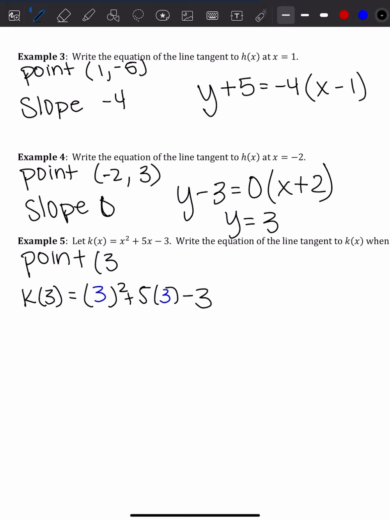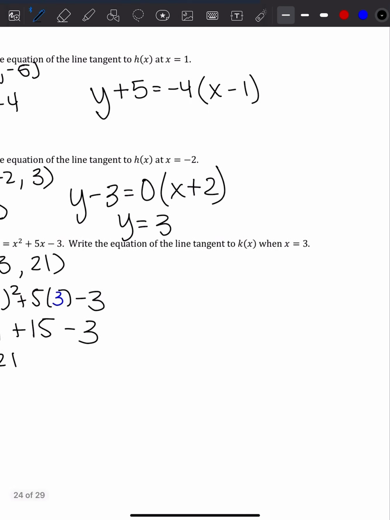3 squared is 9. 5 times 3 is 15. And we subtract 3. So if I combine all of those together, that gives me 21. Okay, so (3, 21) is my point. So if I want to, I can already go ahead and do y minus 21 is equal to blank times x minus 3. And now I just need to put my slope in once I find it.